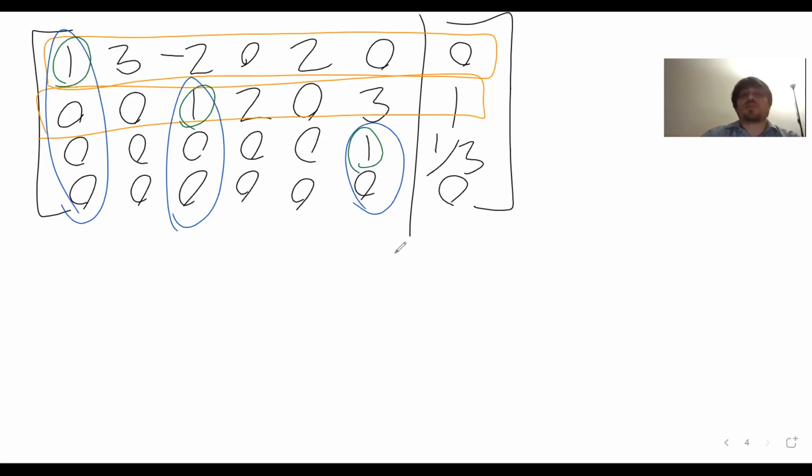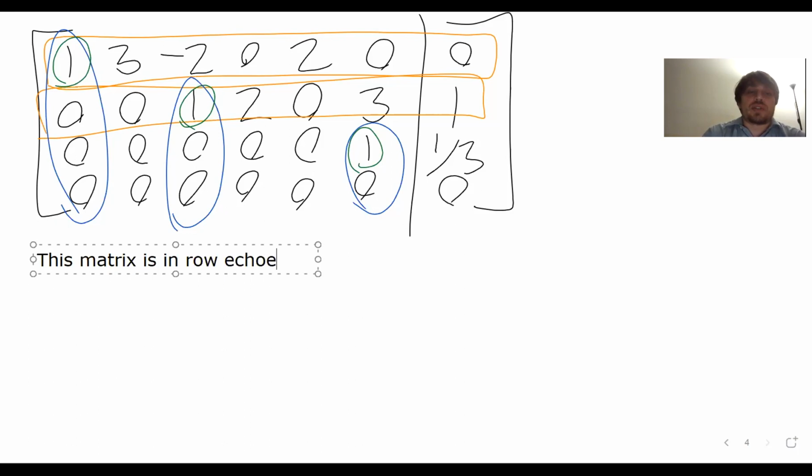And so a matrix being in row echelon form are those 3 properties. Every non-zero row has a leading 1, all the 0 rows are grouped at the bottom, and for every 2 consecutive non-zero rows, the leading one in the lower one is further to the right than the leading one in the higher one. Okay, so those are the 3 properties for a matrix in row echelon form, and this matrix satisfies those 3 properties. So this matrix is in row echelon form. Okay, that was a little fast. But the point is, this matrix is in row echelon form.